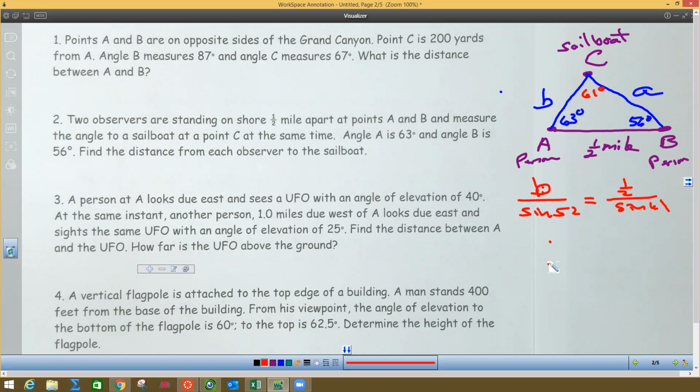And then what's the other one going to look like? What's the other equation going to be, the other proportion? A is to what? Sine of 63 as, and then you use the one they gave you, 1/2 is to the sine of 61. Now you ought to be able to solve that. Anybody else got one you want me to go over? Okay, we're going to spend the rest of the period working on these.